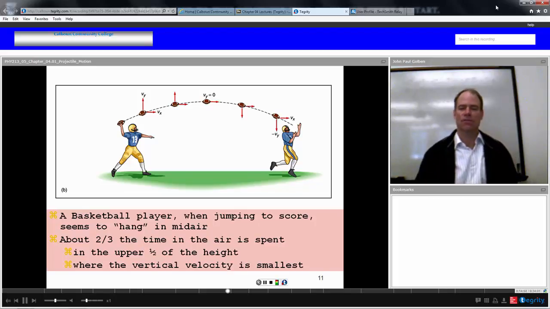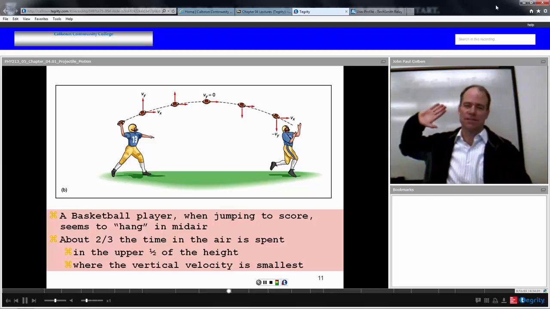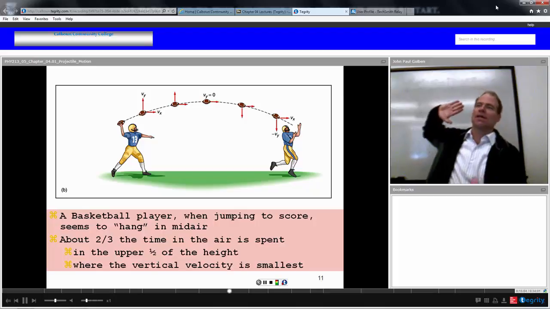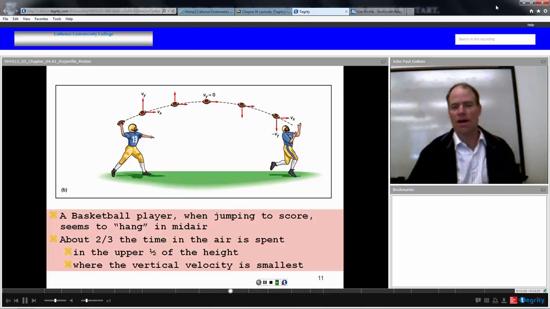The same thing happens for a volleyball player. A volleyball player goes up, ready to spike. Maybe the set isn't quite what they expected, and they can adjust to a bad set and hit the ball after that.